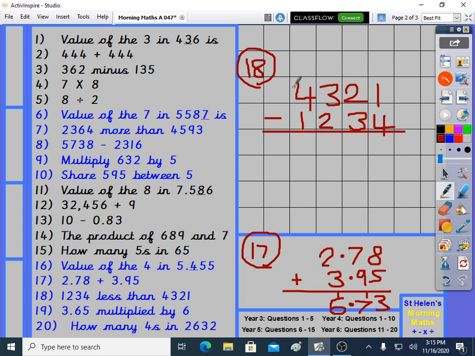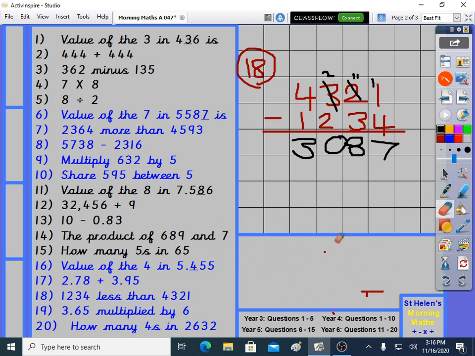Just checking I've copied these numbers down right. 4, 3, 2, 1 and 1, 2, 3, 4. Oh yeah, I see what I did there. So, 1 take away 4 we can't do. 1 needs some help. 11 take away 4 is 7. 1 take away 3 we can't do. Goes down to a 2. 11 take away 3 is 8. 2 take away 2 is 0. 4 take away 1 is 3. 4,321 goes down to 3,087 because minus makes things smaller. On to question 19.